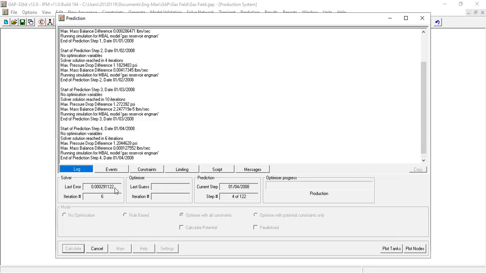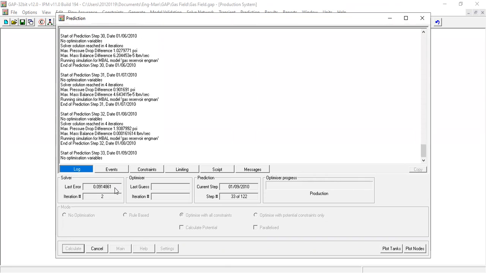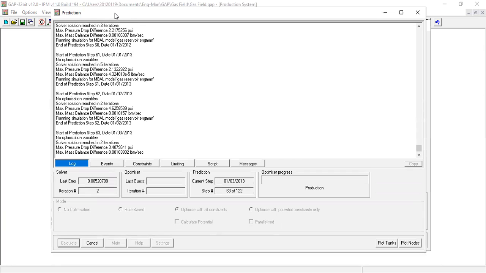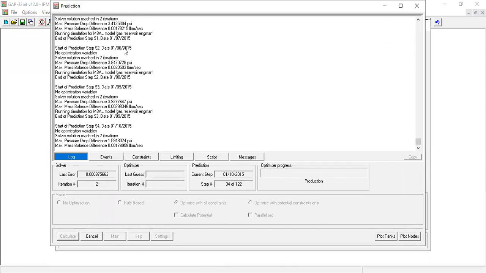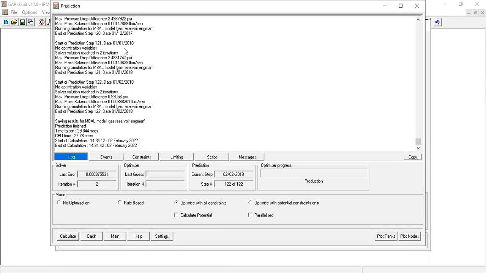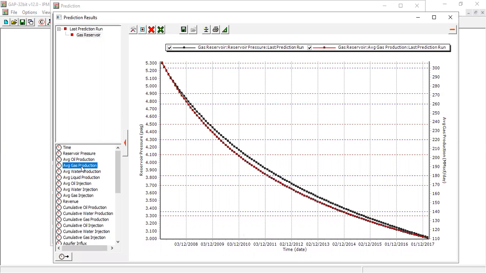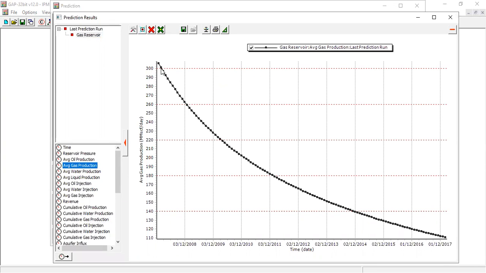Okay, calculate. So the GAP will optimize the system with all the constraints that we give. Just want to check what will happen. Okay. So if you have many constraints, you can put all the constraints in the GAP software and the GAP will calculate it for us. So let's check the plot: reservoir pressure, average gas rate, remove all. Yeah, still above 300.